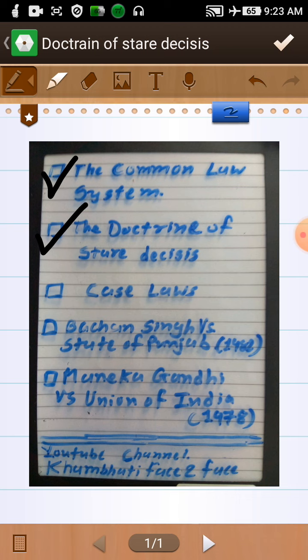Article 141 of the Constitution recognizes this doctrine. It is binding on all courts in India except the Supreme Court, because the Supreme Court of India is free to depart from its previous decisions for valid reasons, like the House of Lords in England. According to the doctrine of stare decisis, all the precedents of the Supreme Court of India are binding on all courts, including all high courts in India.